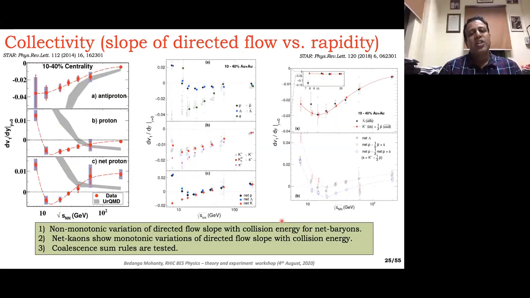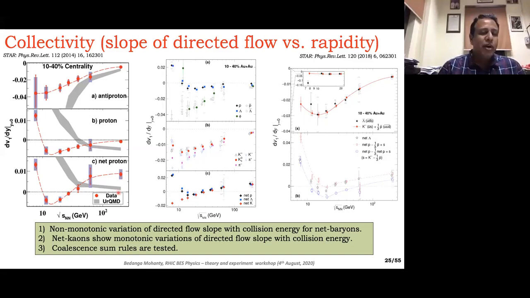So what we do is we measure this V1 as a function of rapidity, and the quantity of interest is the slope of this V1 versus rapidity. And that is what is plotted in the y-axis, slope of V1 versus rapidity at mid rapidity as a function of collision energy for antiprotons, protons, and net protons. Let's concentrate on the net protons. What we see is that there is a non-monotonic variation of this slope as a function of beam energy. Not only that, there is a change of sign from positive values at the lowest beam energy scan energies, going to a minimum with a negative value, and then again rising back to a positive value.